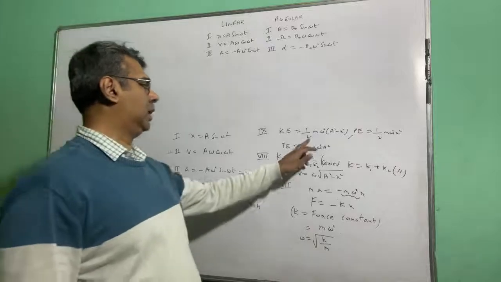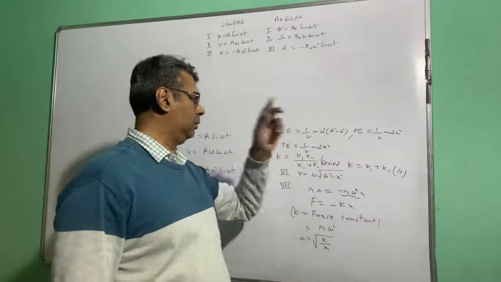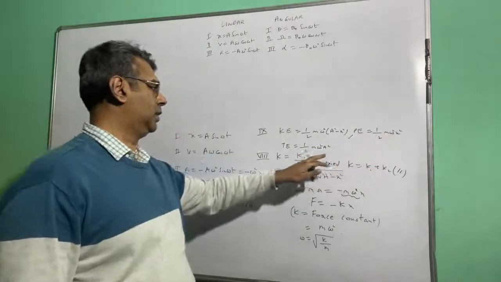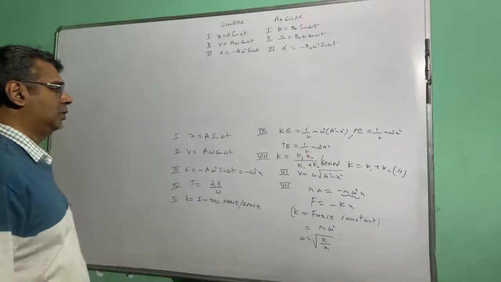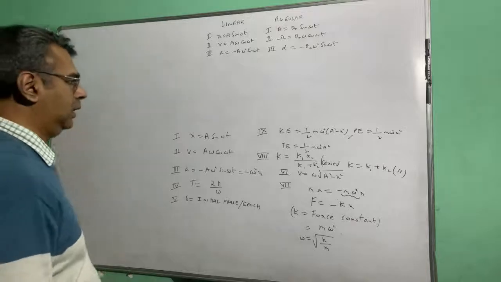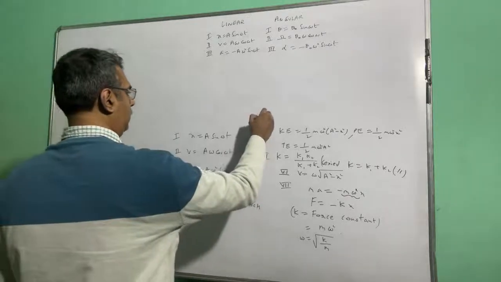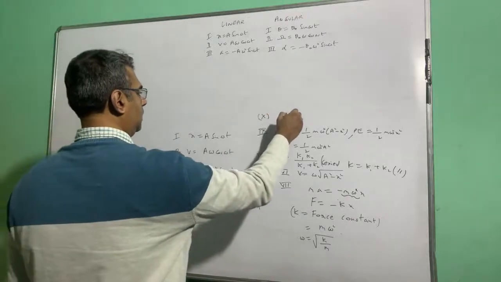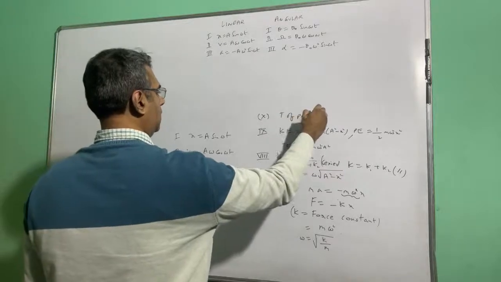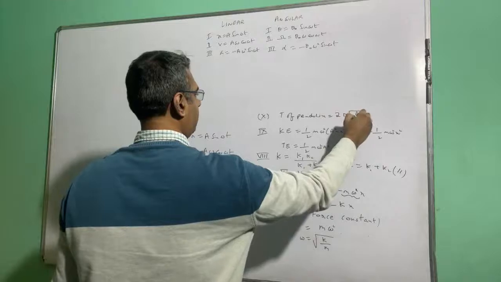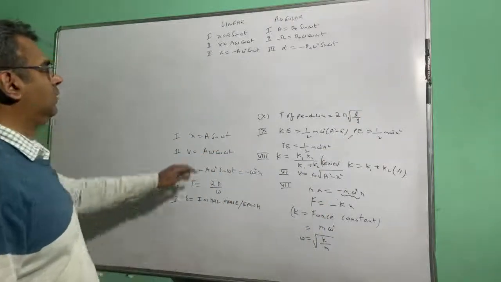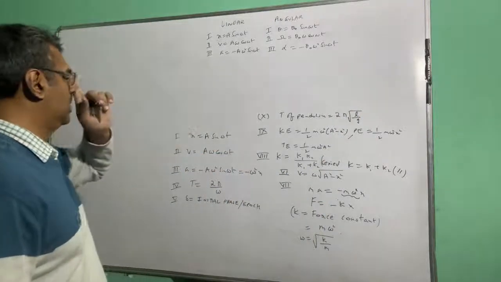So kinetic energy is half m omega square into a square minus x square. Potential energy is half m omega square x square. Total energy is half m omega square a square. So these are the values of kinetic, potential and total energy. And the 10th formula is... okay. So coming back to linear and angular. So these are the things.